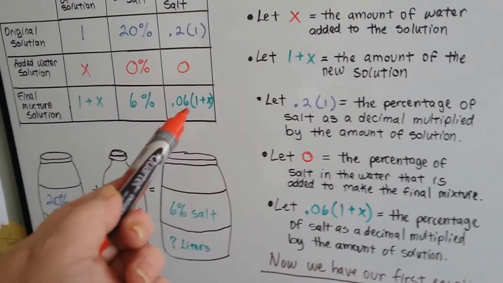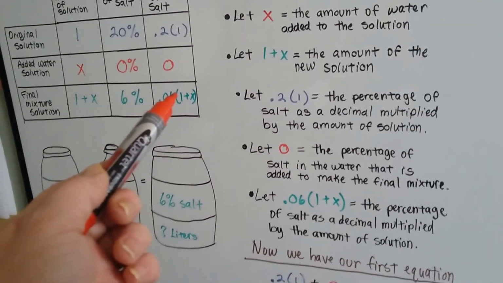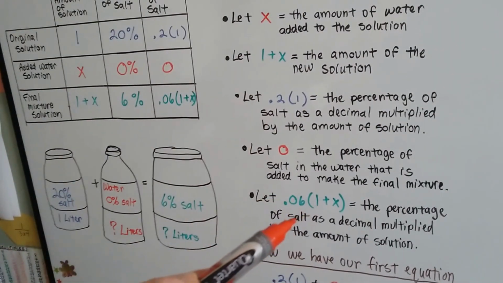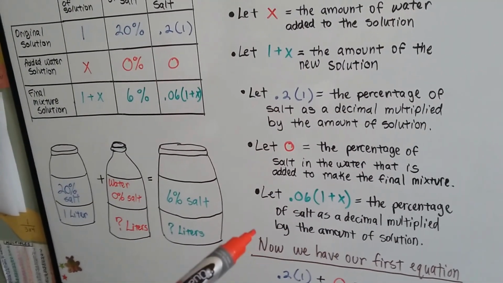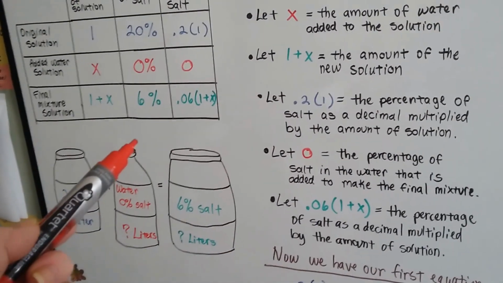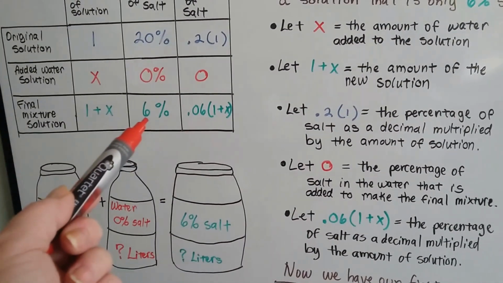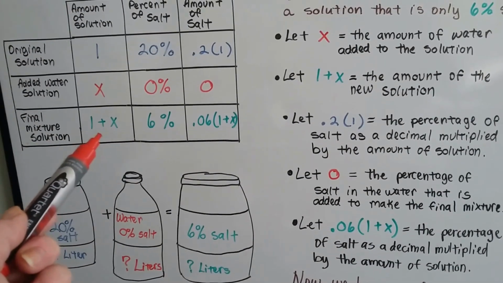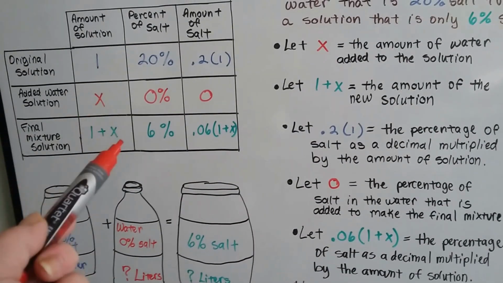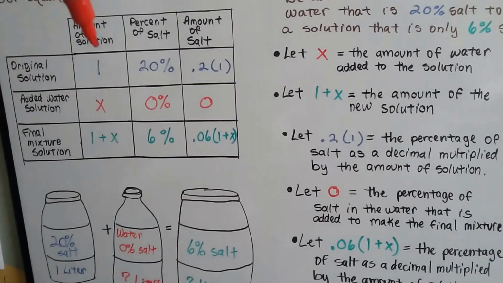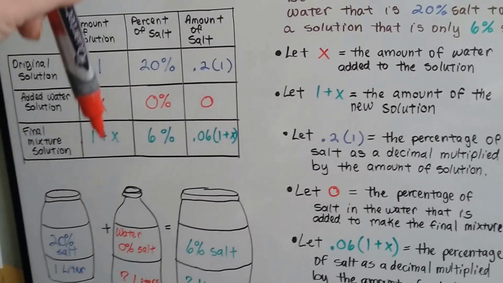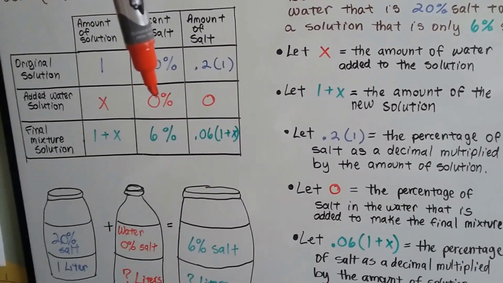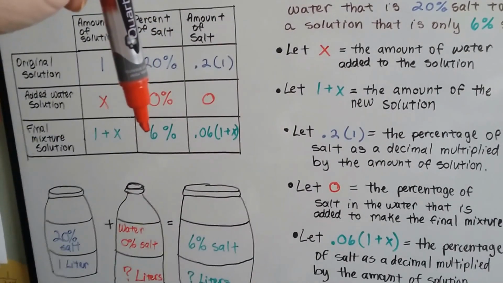And then down here, we're going to let 0.06 times 1 plus X be the percentage of salt as a decimal multiplied by the amount of the solution. The way we write 6% as a decimal is 0.06, and we're going to multiply it by this 1 liter plus this X. So you can see we got 1 plus X coming down here. We've got 20%, and we've got 0% for the clean water, and it's going to be 6%.